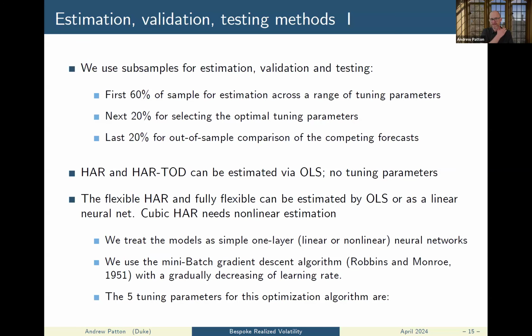Okay. So we use a standard split sample technique to estimate and tune the hyperparameters. So 60% for estimation, next 20% to tune the hyperparameters of the estimation method. And then the last 20% is the untouched, that's the outer sample period for forecast comparison. We estimate the standard HAR and the HAR with the time of day weights just by OLS. There's no tuning parameters there. The more flexible models need to be estimated somehow, and the way we do it is we use this mini batch gradient descent algorithm with a gradually decreasing learning rate. So it's a way of choking off overfitting in sample so that hopefully you get better fit out of sample.